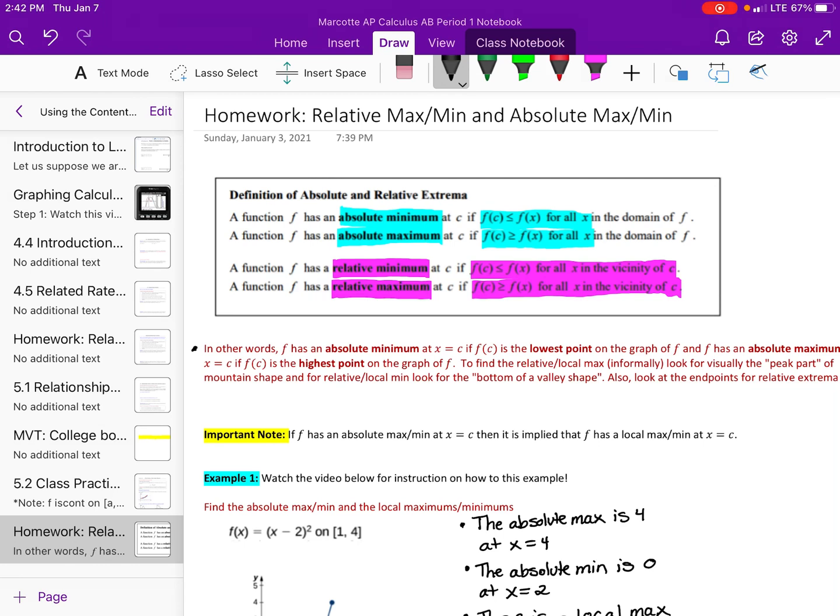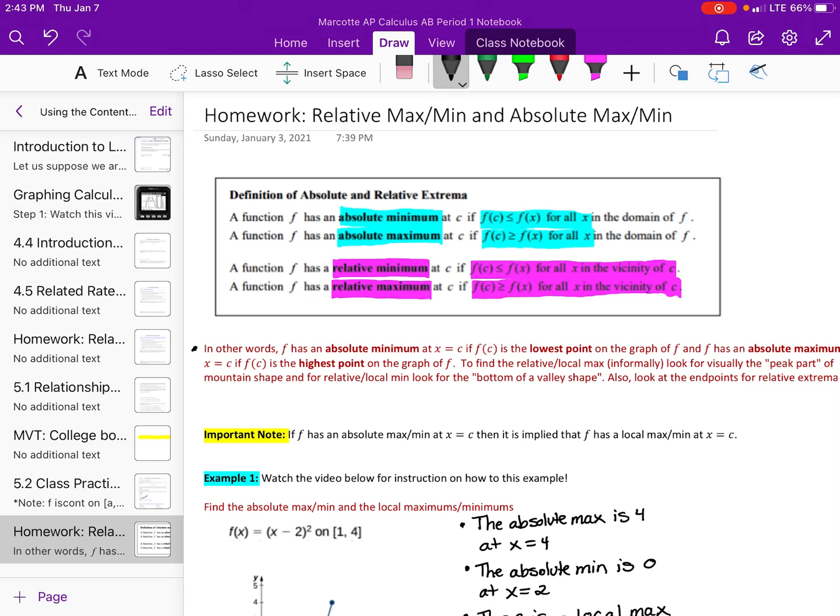Okay, and so what's the difference between the absolute max and absolute min versus the local max and local min, or in other words, relative max and relative min? Well, the main difference between the relative extrema and the absolute extrema is that the relative extrema is just looking at all x values in the vicinity of c, whereas the absolute extrema is looking at all x values in the domain of the function.